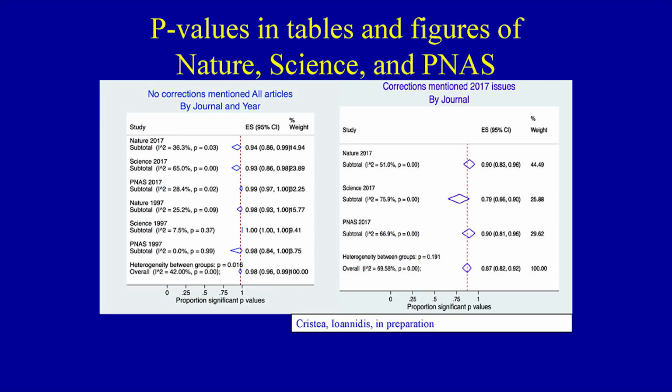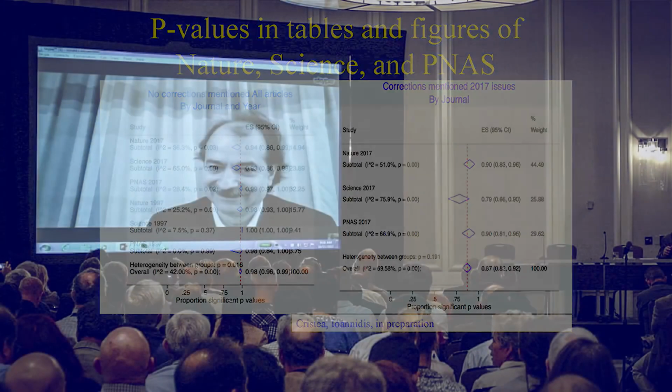So 98% of the p-values shown in figures and tables of these three journals without corrections are statistically significant using a 0.05 threshold. On the right hand, these are the results with any sort of correction, and the percentage drops a little bit. So it's 87%, but still it's pretty high. It's not 98%, but still the large majority of p-values shown in the figures and tables of these journals are statistically significant by nominal terms.